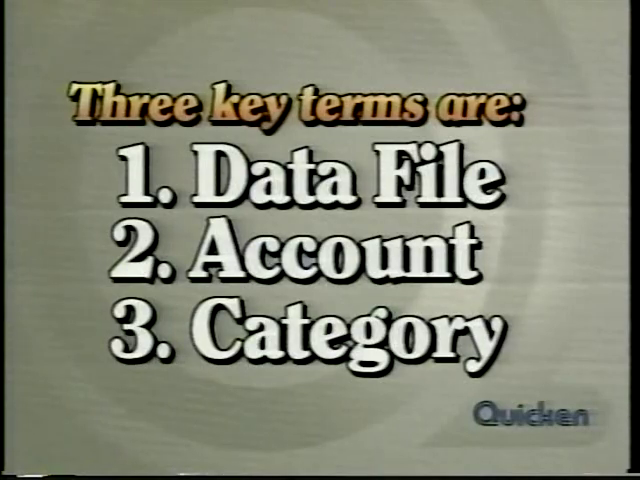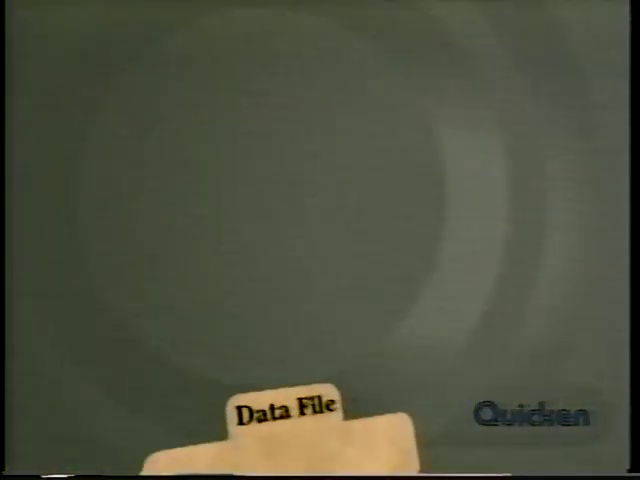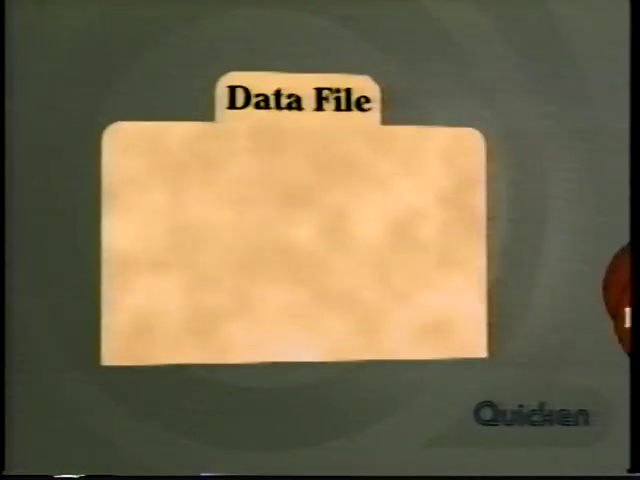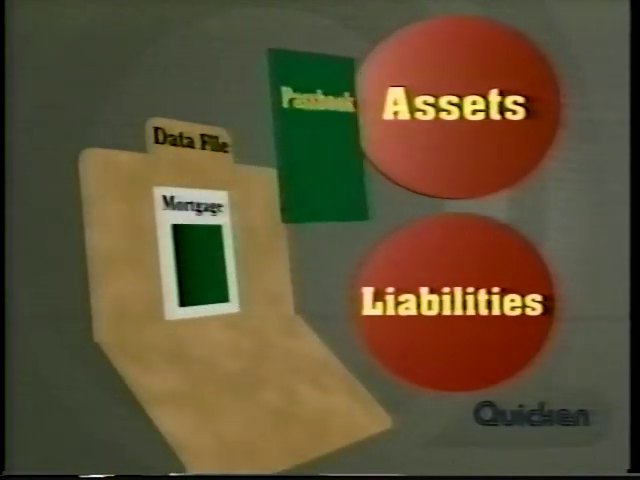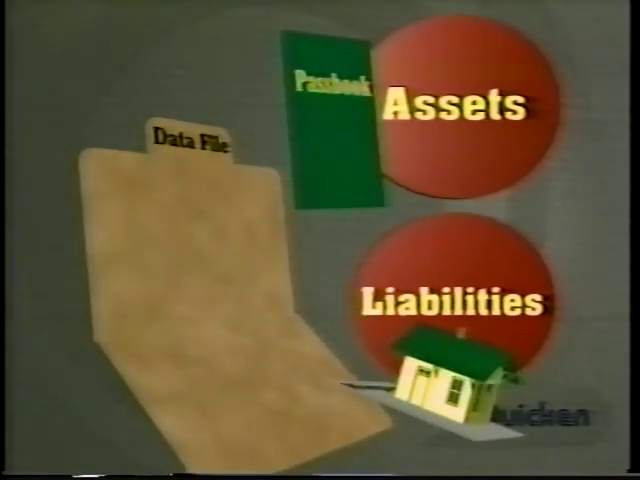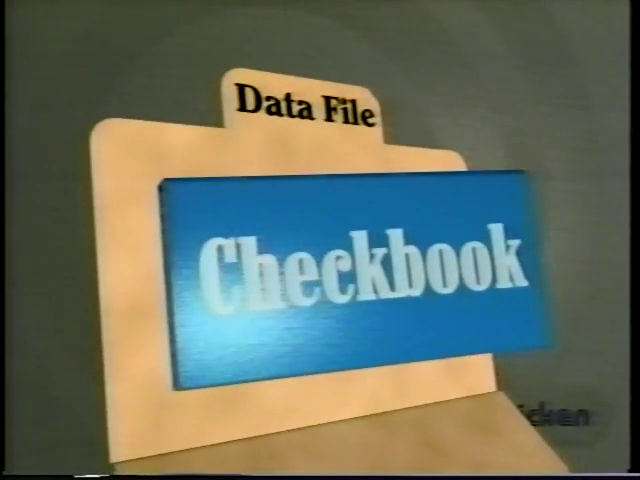Three key terms are a data file, account, and category. In Quicken, a data file is a collection of related financial records, such as all your personal or family finances. Each data file contains one or more asset or liability account. For example, you can have a savings, credit card, or your homeowner's mortgage account all in one data file. For our lesson today, we'll have only one account in the data file, a single personal checking account.